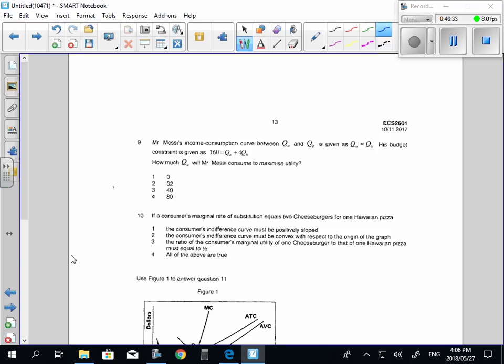Mr. Messi's income consumption curve is the following. His budget constraint is the following. How much quantity can he consume to maximize his utility? Now what's important here is they've told us that QA and QB are equal to each other. So that's exactly what you can do in your equation. You can see 160, because the two quantities are equal, you can say 160 is equal to, and then solve for Q, and you should get an answer of 32.